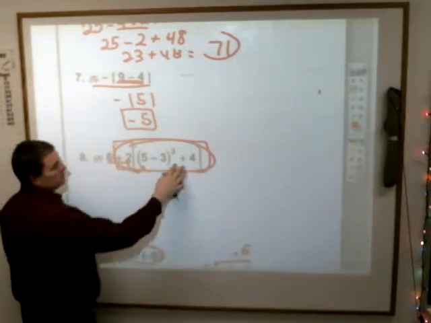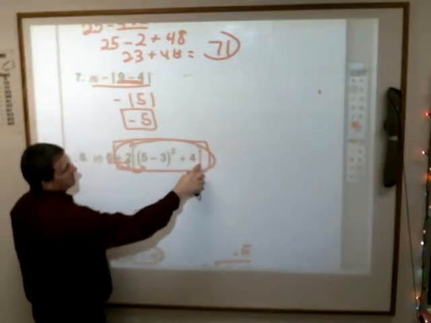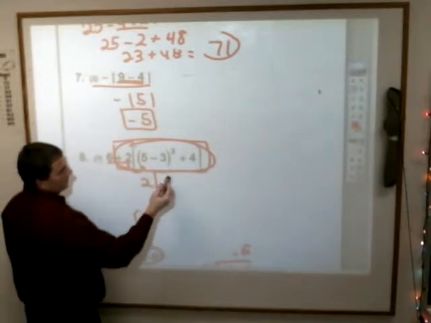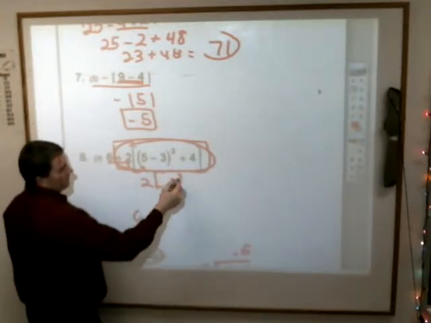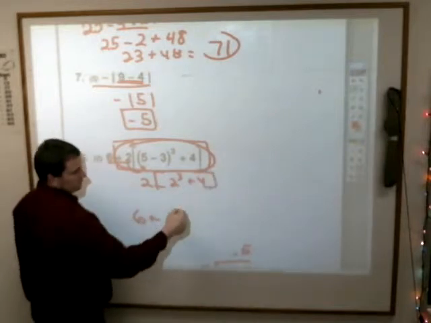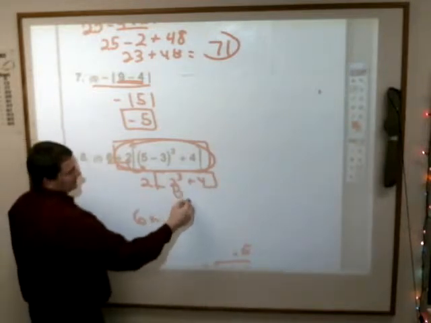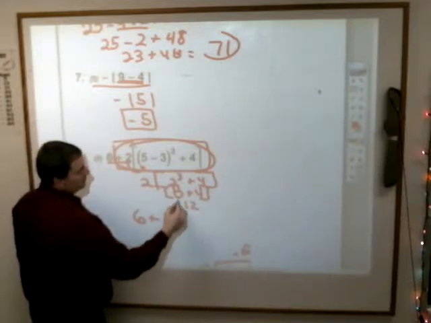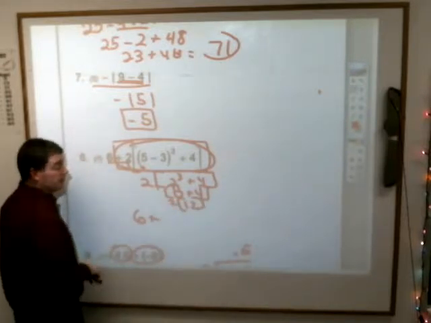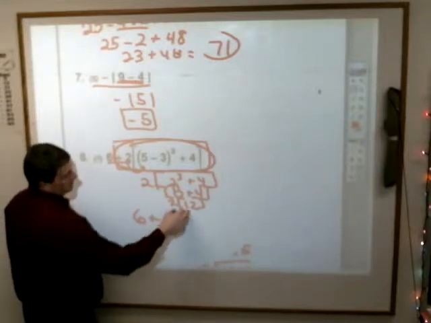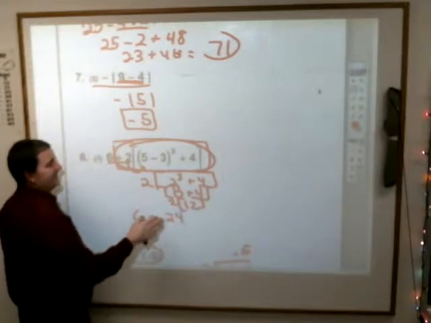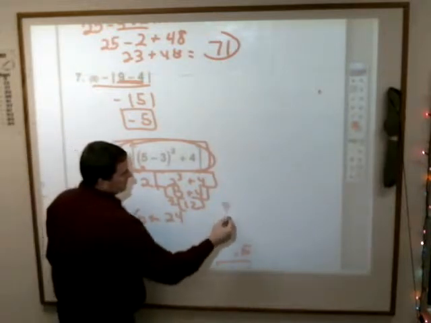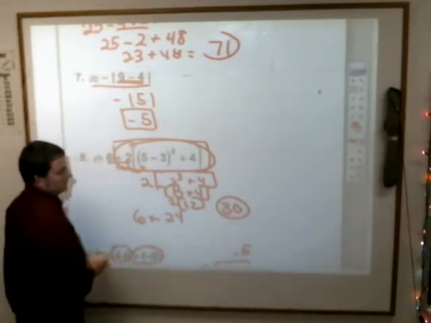So the first thing you have to do is simplify all this, work inside the grouping symbols, and then the grouping symbols inside the grouping symbols. You end up with 2 to the third power, 5 minus 3, plus 4. 2 to the third power is 8. 8 plus 4 is 12, and that 12 gets multiplied by 2, not by 8. 2 times 12 is 24, and then, as your very last step, it's 6 plus 24, which is 30.